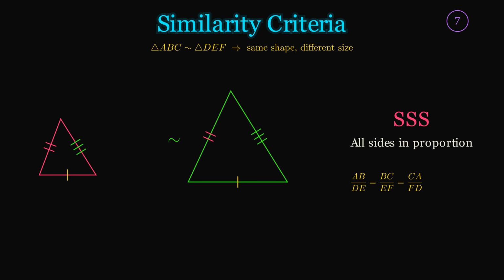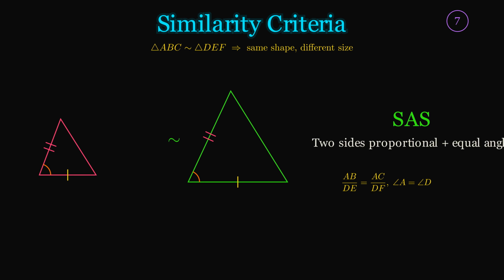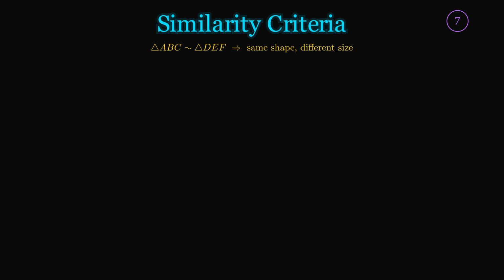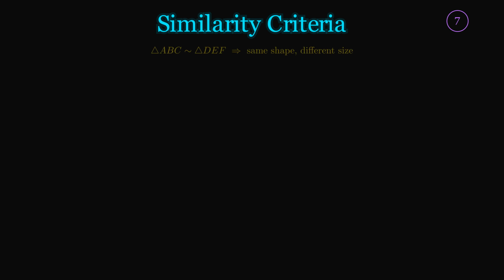Second is SSS similarity, where all 3 pairs of sides must be in the same proportion. Third is SAS similarity, where 2 sides are in proportion and the included angle between them is equal. Spot 2 equal angles in any problem, and similarity is proven instantly. AA is your best friend.